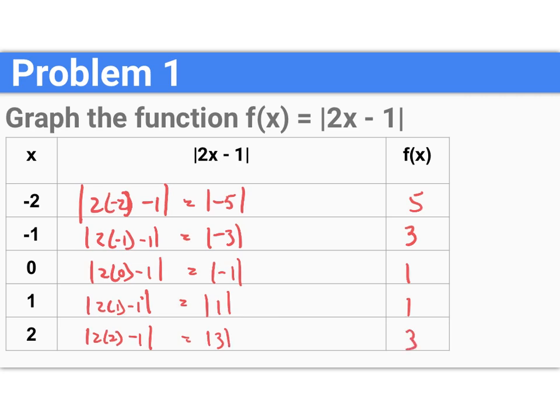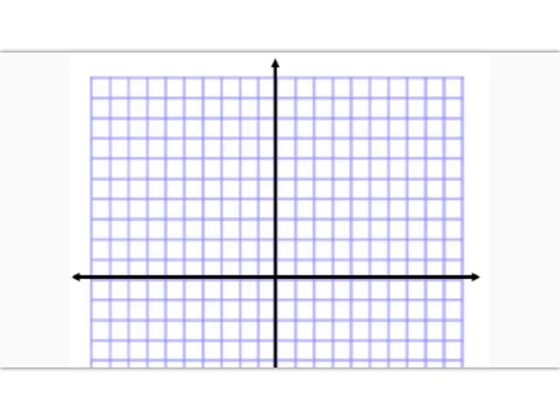Okay, so we got 5, 3, 1, 1, 3. So at negative 2, we're at 5. I can look at my points. This means our V is in between 0 and 1. So at negative 2, we're at 1, 2, 3, 4, 5. At negative 1, we're at 1, 2, 3. I didn't put a 0 in there. 0 is probably at 1.